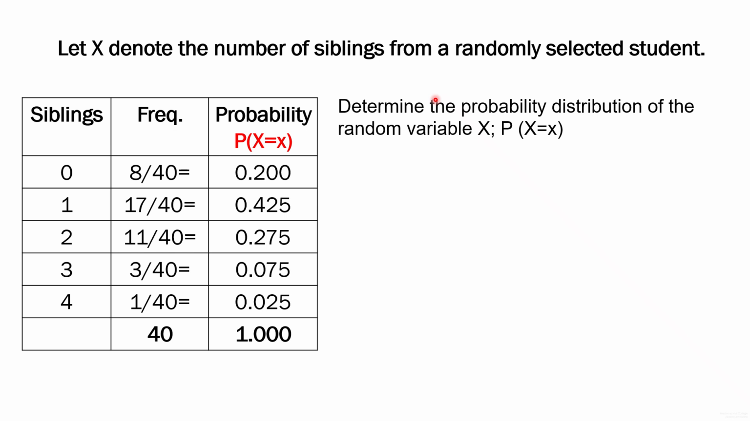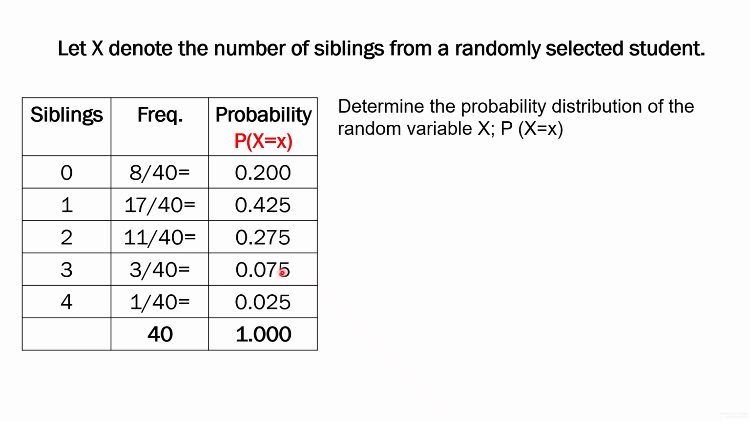So if you're looking for, for example, 2, how many have 2 siblings, then you would have P, the probability of X equal to 2. So here it's asking us to determine the probability distribution of the random variable X, P(X = x). And that's what we're doing here. By going through and finding the frequency of this occurring, you're also getting the probability of that discrete random variable.